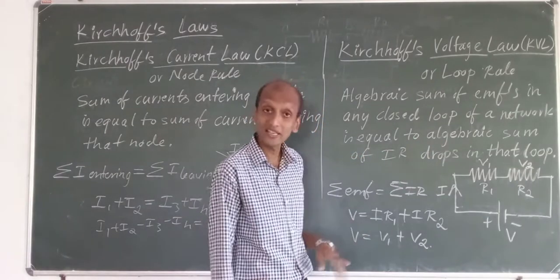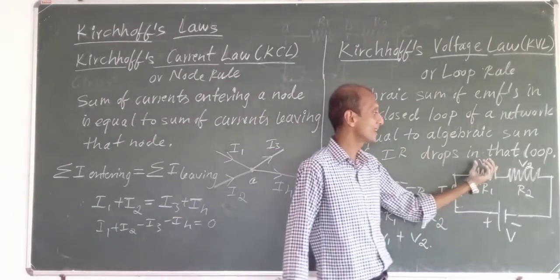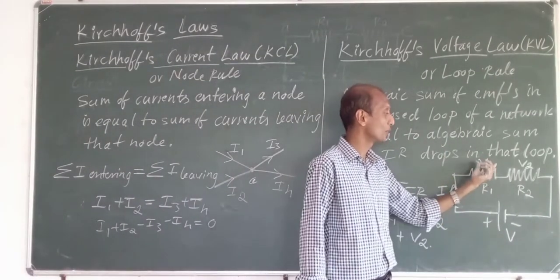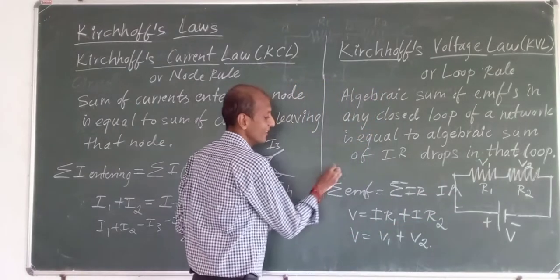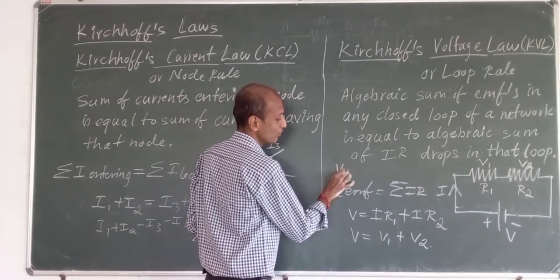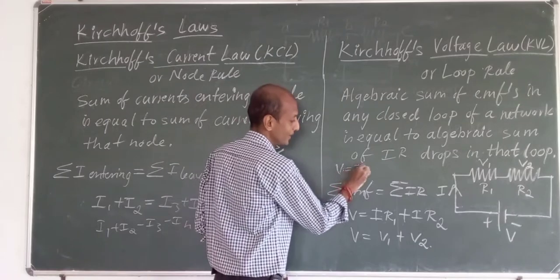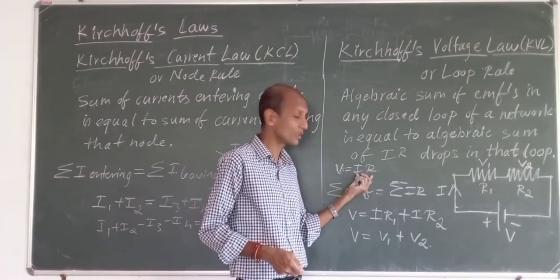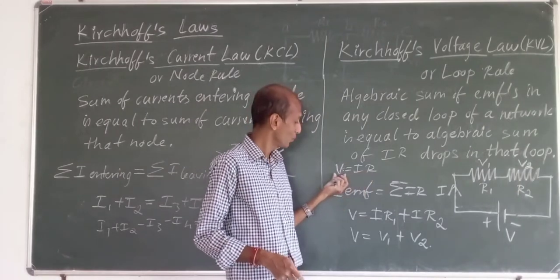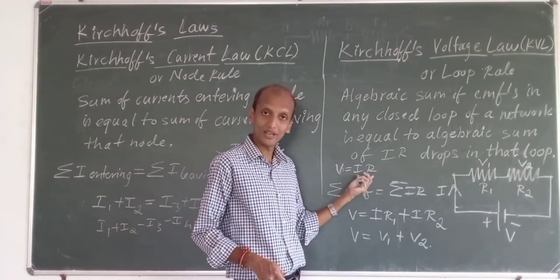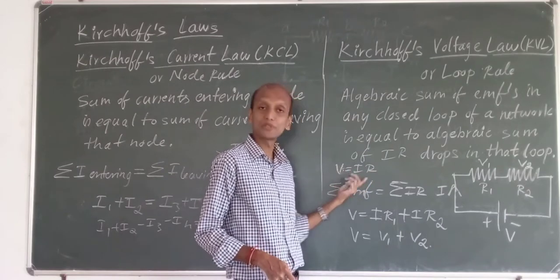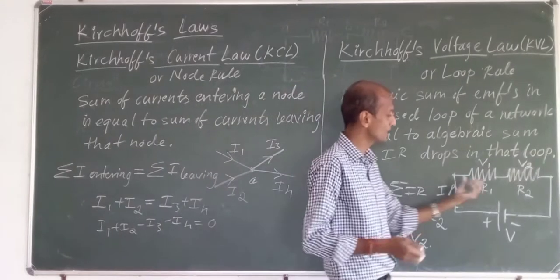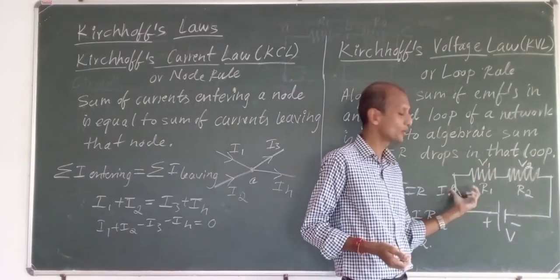What is that IR drop they are talking about? IR drop is nothing but the voltage drop across your resistor. So what is V? By Ohm's law, V is equal to I into R, isn't it? Voltage drop is also called IR drop. Okay, so the voltage drop V1 is equal to I into R1.